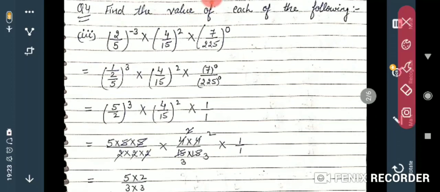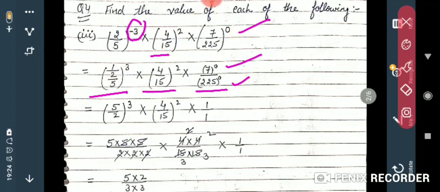Okay. As here the power is negative, what will we do? We will take the reciprocal: 1 upon (2 upon 5) to the power 3. The next will remain as it is because the power is positive. Then here (7 upon 225) to the power 0. This indicates that the power of 7 is 0, as well as the power of 225 is 0.